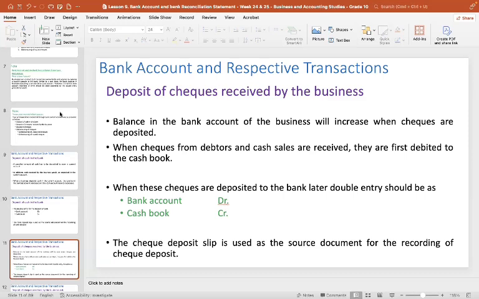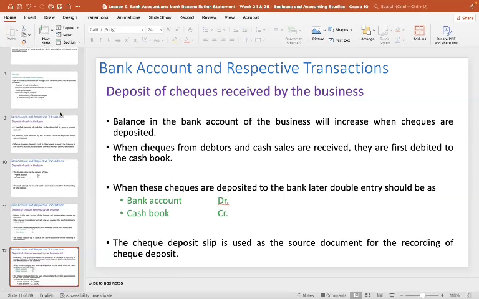Then how do we account for that? You have to debit the bank account, you have to credit the cash book. Why do you credit the cash book? Because you have firstly deposited these checks to your cash book and then you are depositing them into the bank account. And when you are doing these types of transactions, the check deposit slip is used as the source document.